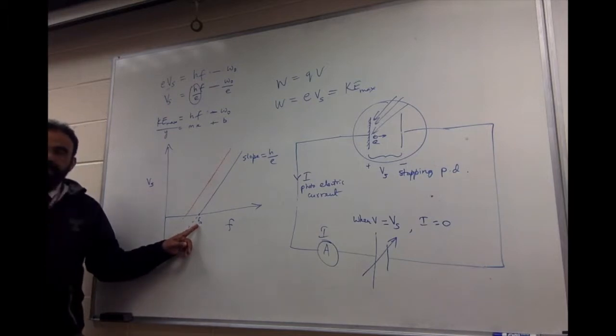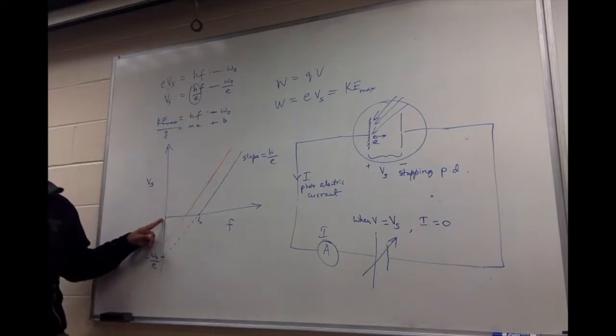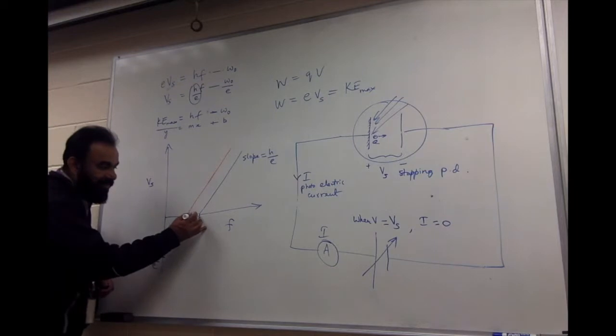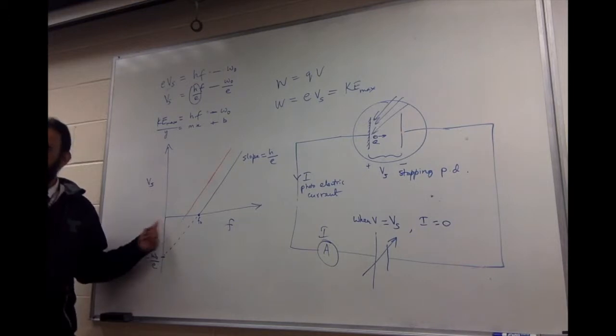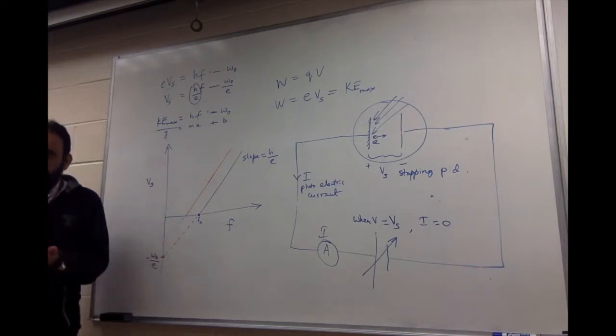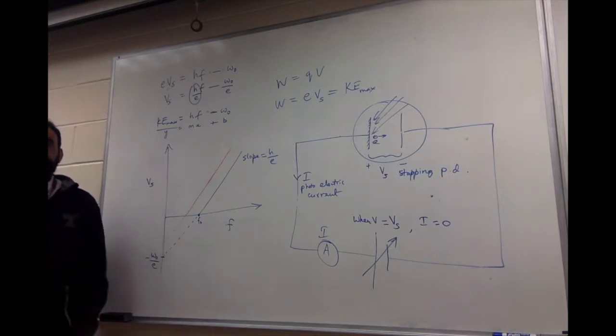When the incident light has a frequency of F naught, how many volts are required to stop them? Zero. When the incident frequency is simply F naught, which is the threshold frequency, you don't require any voltage to stop them because they already stopped. Make sense? They just barely release, so there's no need to stop them.